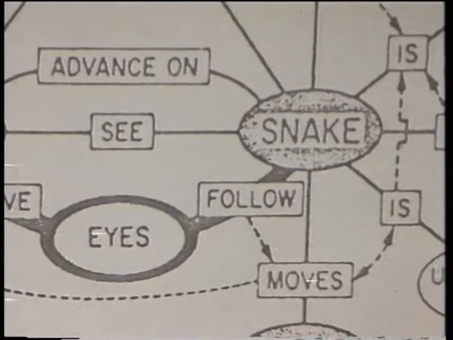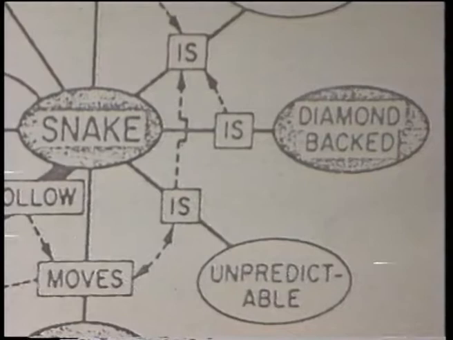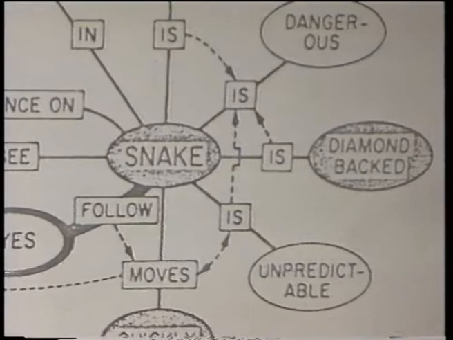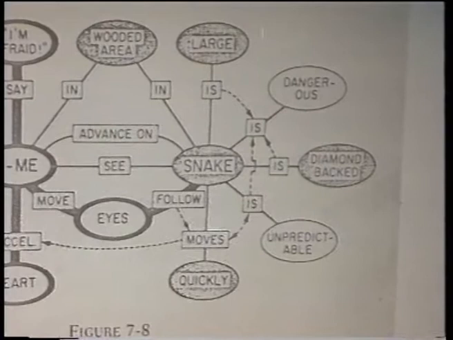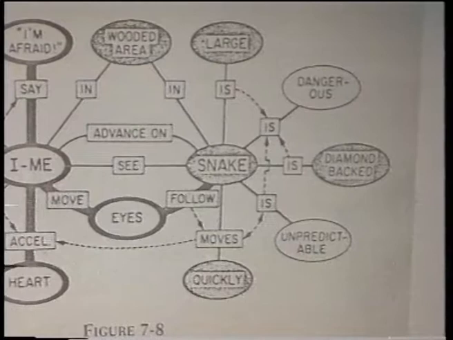Here's the serpent, and this is the kind of serpent. I don't know if you have this in Italy, but that's a very poisonous type of serpent, a diamondback. And of course, these are associations in the brain. So we're in a wooded area. There's a large snake. It might be a diamondback. And it moves quickly. And I'm all afraid. And I'm alone. Okay, you get the picture.